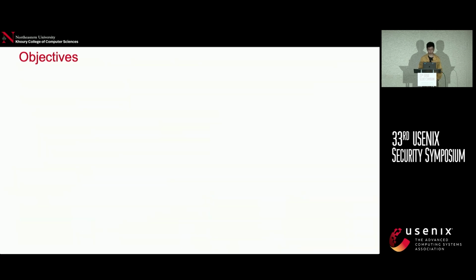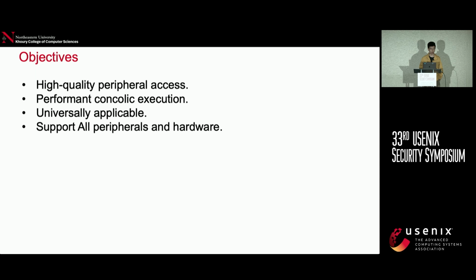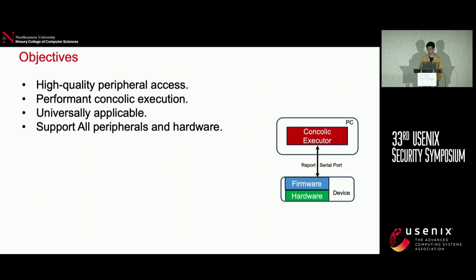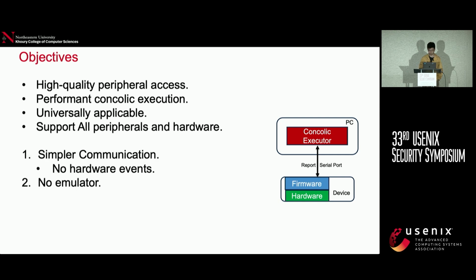So what are we looking at right now? I think the objective for a better Concolic execution is that we want high quality peripheral accesses, and we want them to be fast. And we don't really want expensive interfaces. We want the framework to be universally applicable, and we want to support all the peripherals. And I think essentially we're looking at something like this. We ask the firmware to tell us whatever we need to know in order to perform Concolic execution. And that's basically the basic idea of what we do in this work.